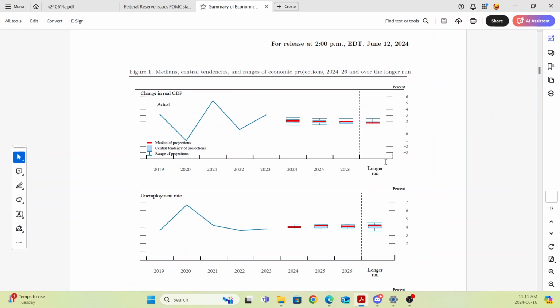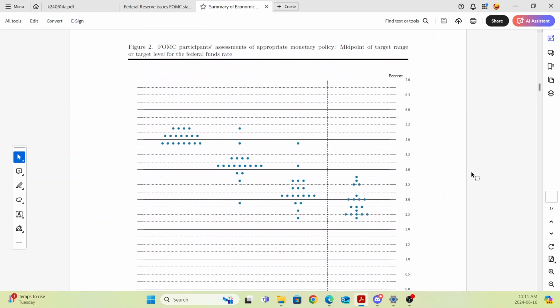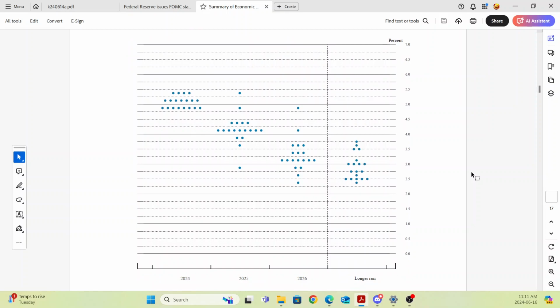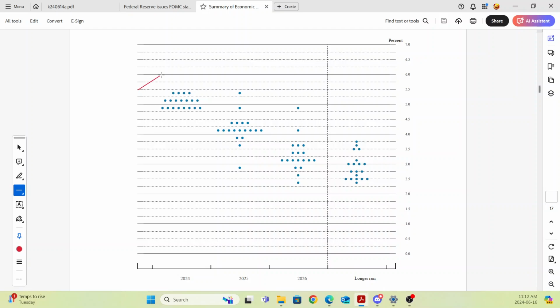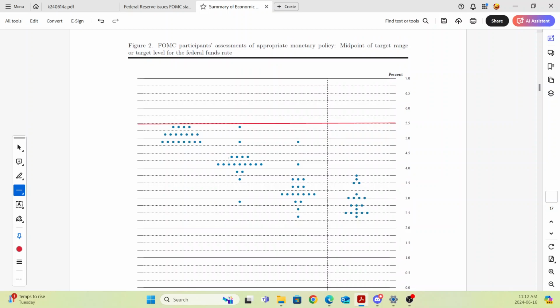Okay, so now let's look at the dot plots here. Let me just draw a line here. The current interest rate is sitting right here, 5.5%. So what this dot plot projection is telling us, first of all, what are these dots?